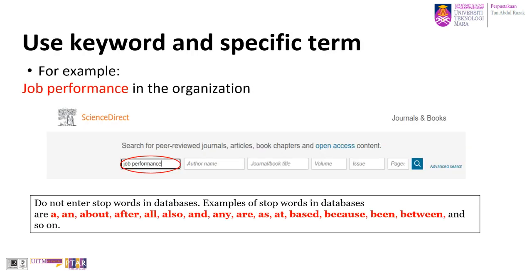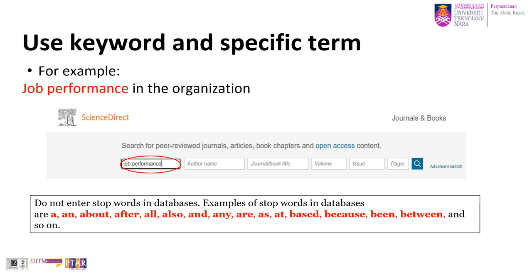For example, use of keywords and specific terms. Say this is the topic that was given to you: job performance in the organization. As I mentioned earlier, normally when we have a certain topic, we would key in the whole sentence, word by word, into the search engine or search box, in the hope that we get that particular article in the first place. Normally that does not happen.